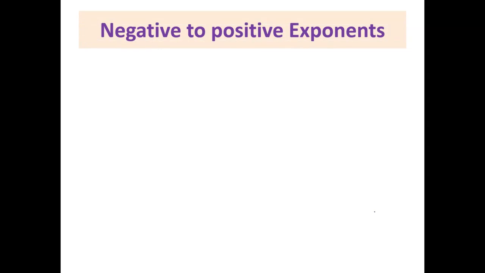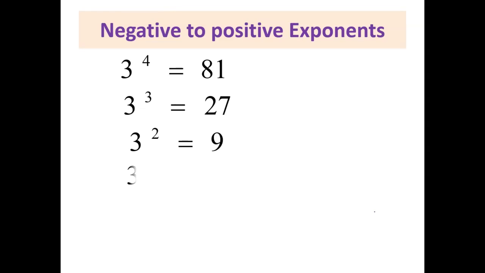Now let's follow the pattern again to understand negative exponents. I'm going to use the same example. 3 to the power 4 is 81, we saw previously. 3 to the power 3 is 27. 3 squared is 9. 3 to the power 1 is 3. 3 to the power 0, now we know, is 1. So on the right side, imagine what will happen. I divided 81 by 3 to get 27. 27 divided by 3 is 9. 9 divided by 3 is 3. 3 divided by 3 is 1.